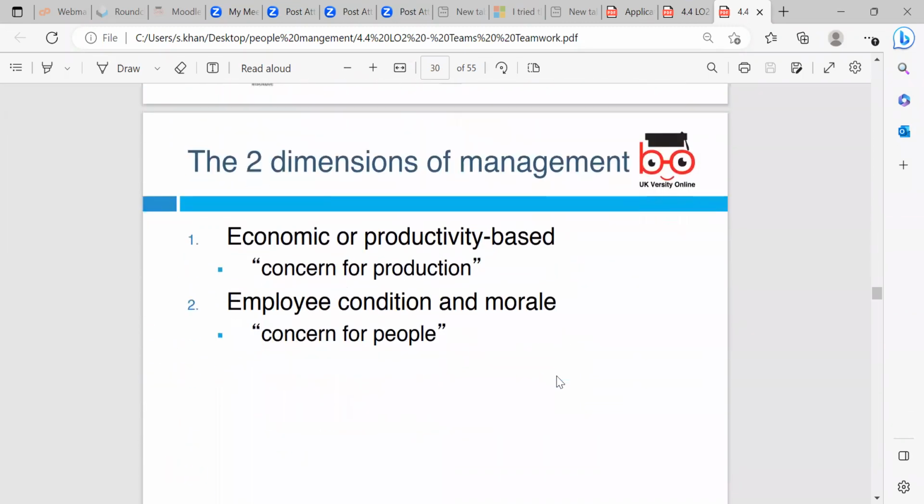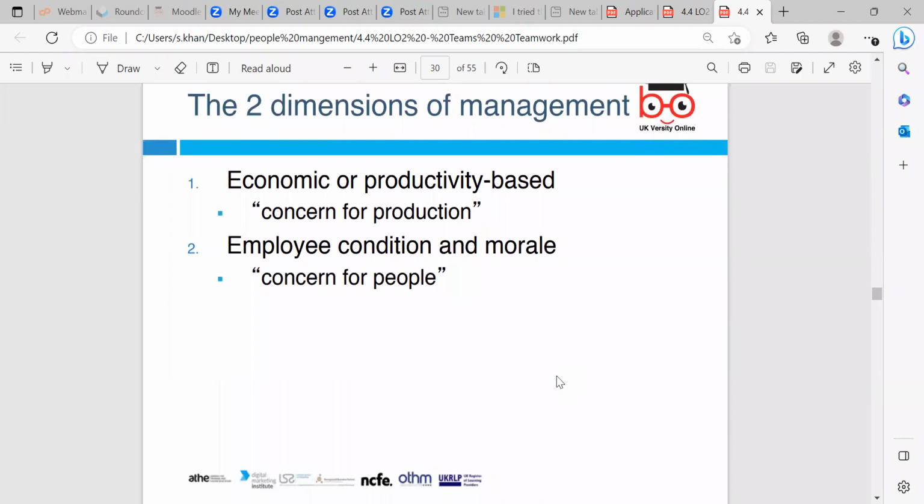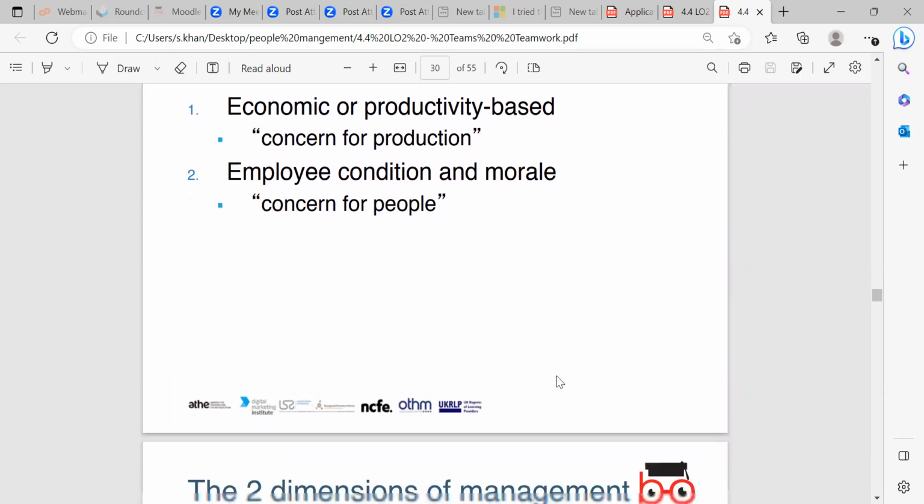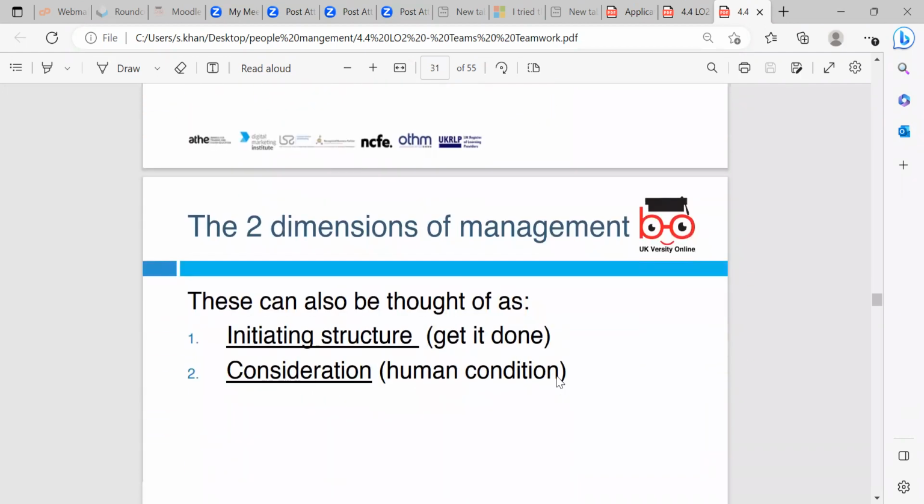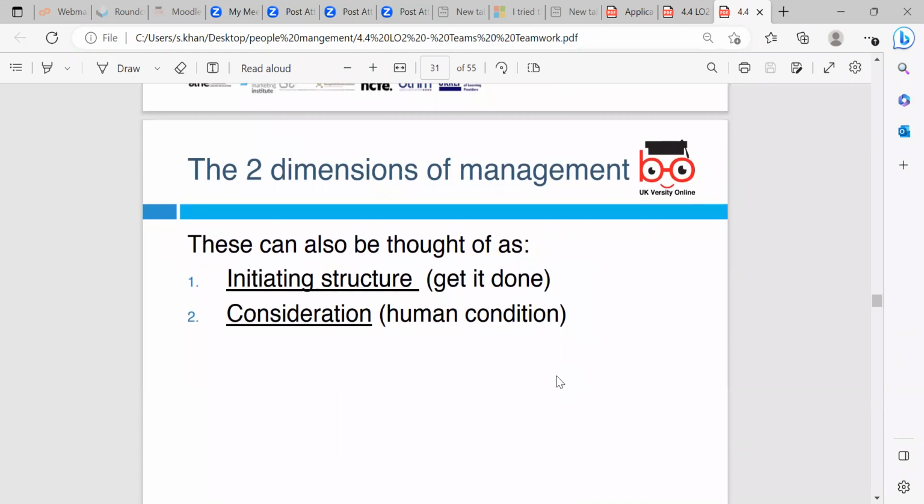The 2 dimensions of management. There's one that is economic or productivity based, which is concern for production. Number 2 is employee condition and morale, so that's concern for people. These can also be thought of as initiating structure, so to initiate a structure is to get it done, and consideration, so the human condition.